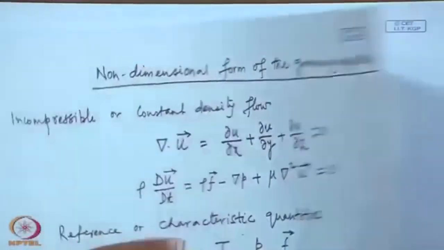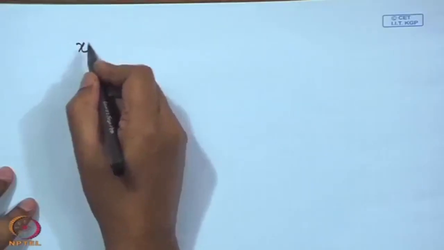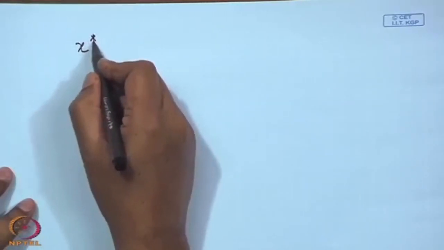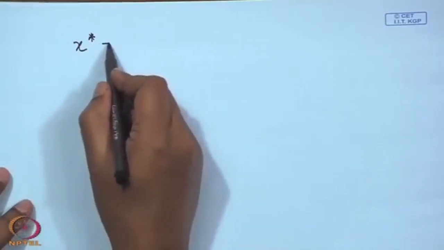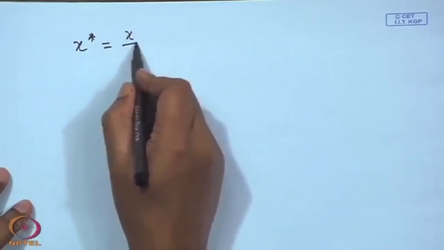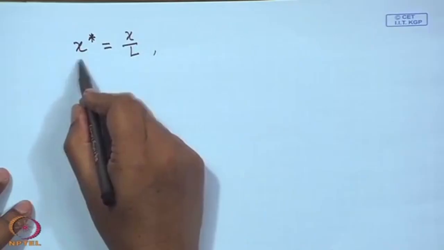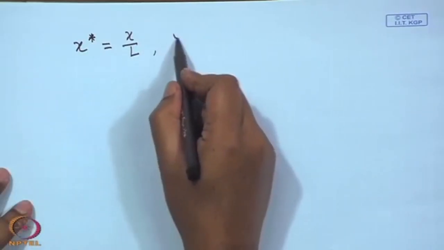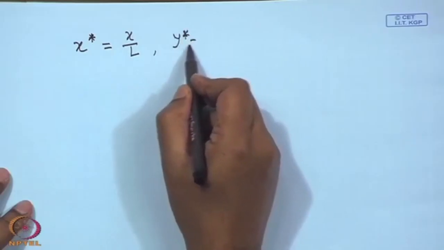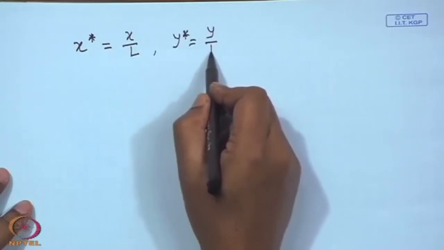So, with these characteristic scales we can express all non-dimensional parameters. That is, the non-dimensional version of x, which we will denote by x star, is simply x by L. This x star is non-dimensional x. Similarly, y star is y by L.